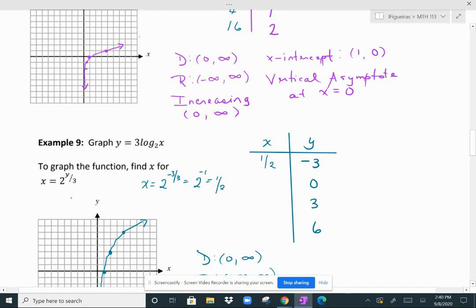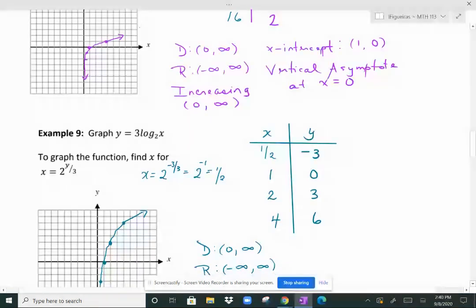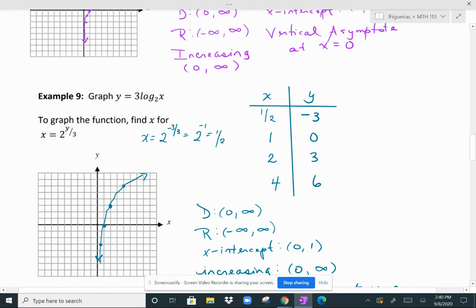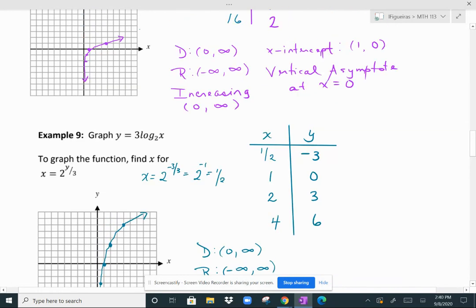When y is 0, it's just 2 to the 0, which is 1. When y is 3, well, that's 2 to the first power, that's 2. And when y is 6, that'll give you 2 squared, which is 4. So in this case, my graph looks similar in shape to the one above. It's still increasing from left to right.